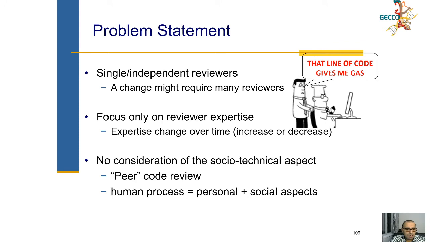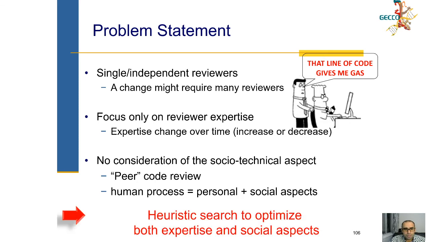Another limitation is that most of the existing works do not consider the socio-technical aspects, especially since the code review process is basically a human process involving personal and social aspects, and usually a developer can invite or assign a reviewer from his peers that he is familiar with working with. So our solution here is to use a heuristic search to optimize both the expertise and the social aspects to find a set of reviewers who are most likely to be appropriate to review a given code change.